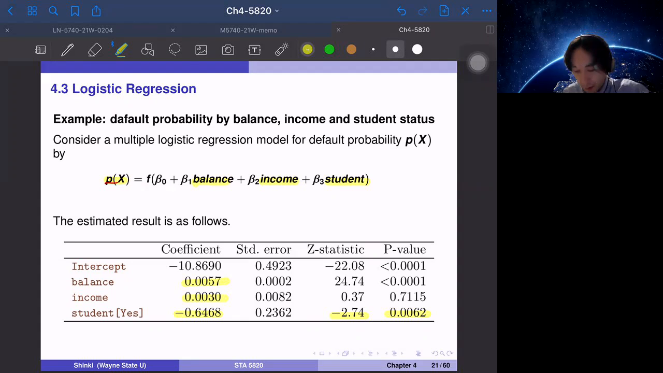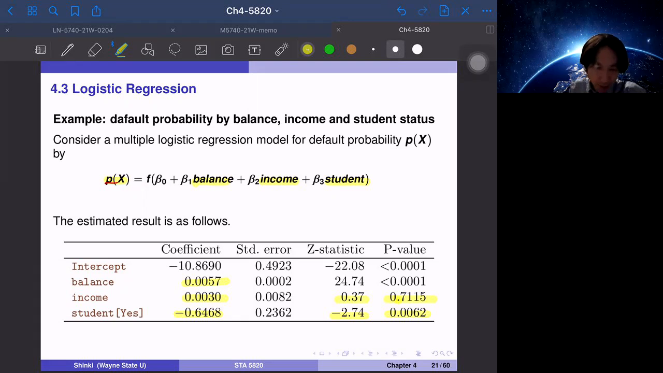So it's kind of confusing, but actually this isn't really significant. So probably the income does not really matter. So balance and the status on the student matter for default probability, but the income does not really matter. Maybe higher income and higher balance, then default probability does not change much.